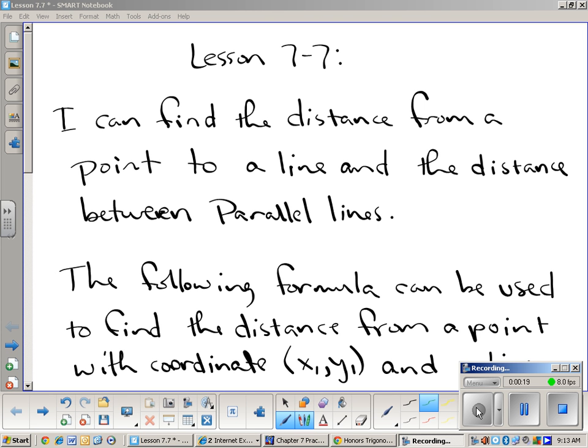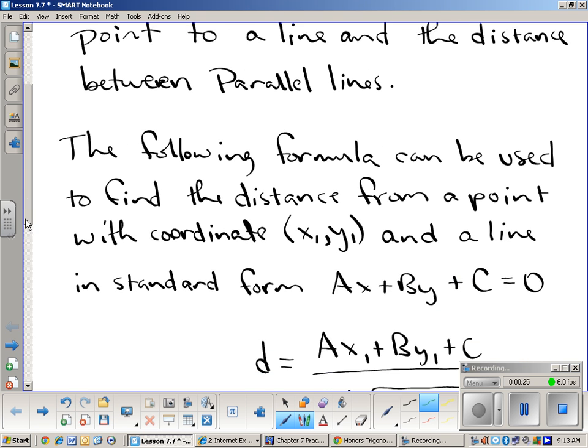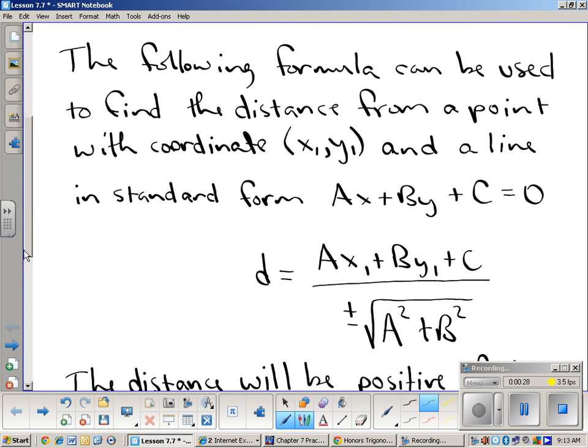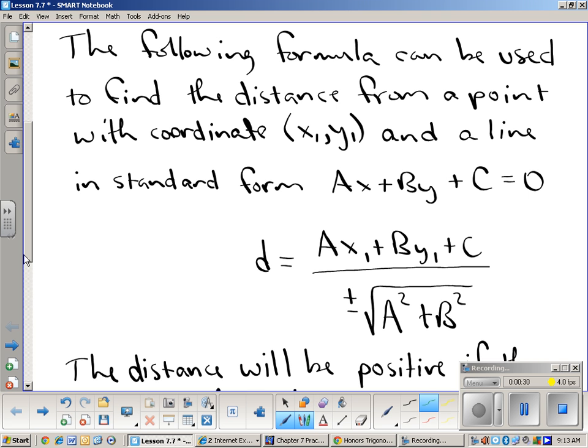Copying this down, so you probably have this part. The following formula can be used. Let me give you the rest of that. So you can finish copying.